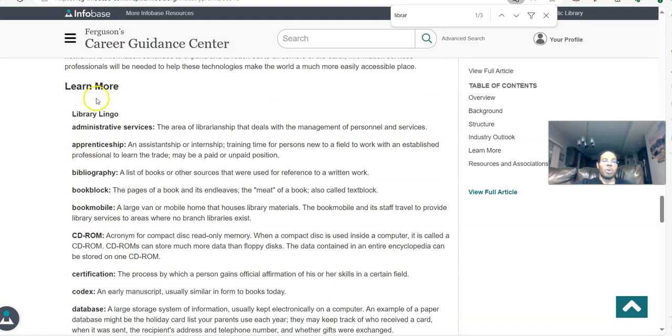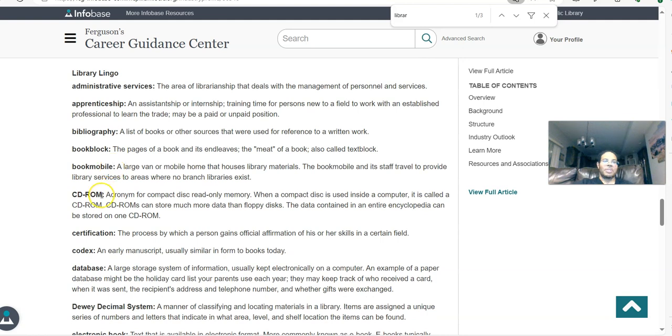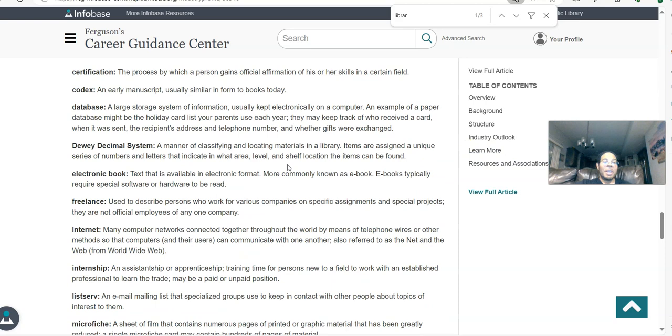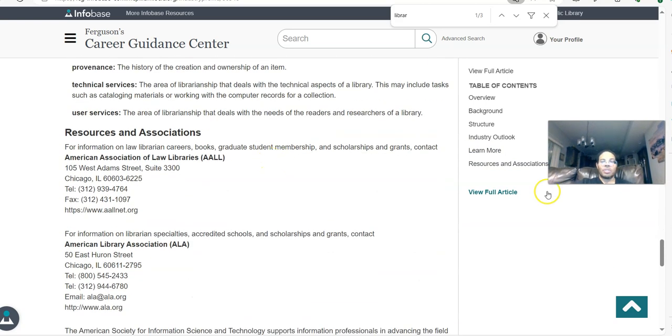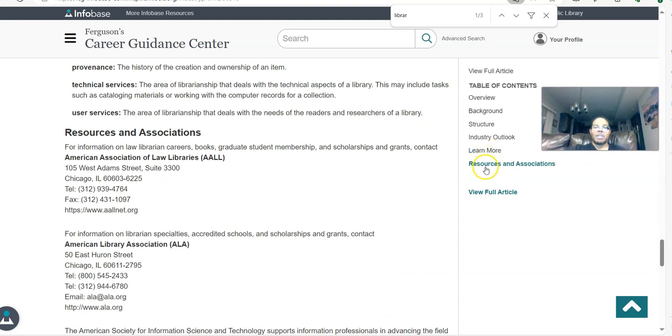And then if you want to learn more, then you have library lingo. Oh my, CD-ROM is library lingo now. I'm old enough to remember when CD-ROM was not specifically library lingo, but that's where we are now. And then resources and associations. That's the last thing that you're going to have here.